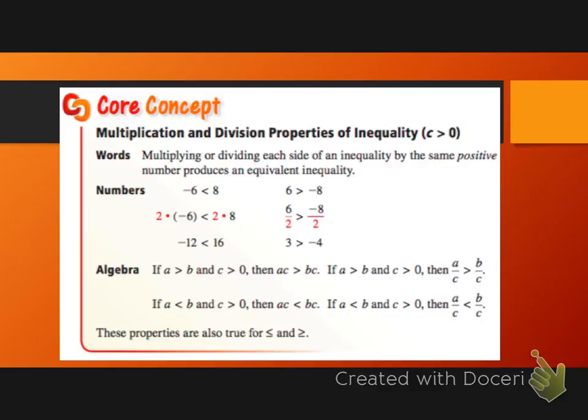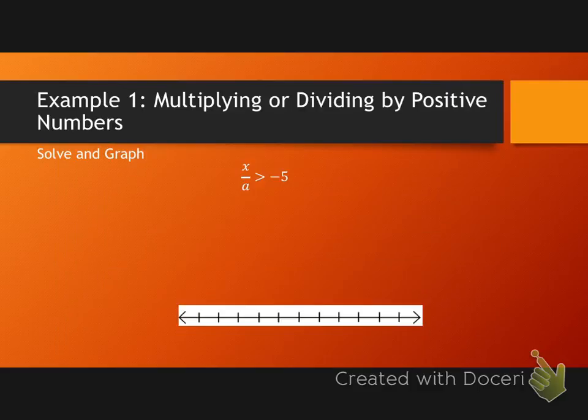Multiplication and division properties of inequalities, like c is greater than 0. What it's really doing is multiplying or dividing each side of an inequality by the same positive number produces an equivalent inequality. In other words, you can multiply both sides by 2, and negative 6 is less than 8, just like negative 12 is less than 16. So when we're looking at multiplying or dividing by a positive number, we're going to solve these just like we solved a regular equation. We're just going to move these over the same as we would.